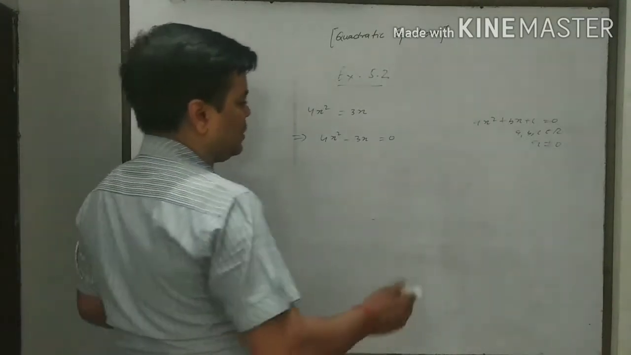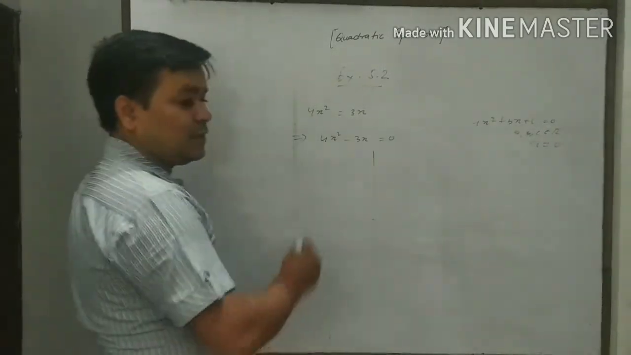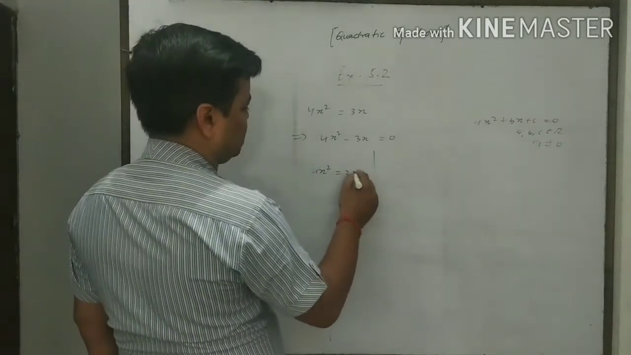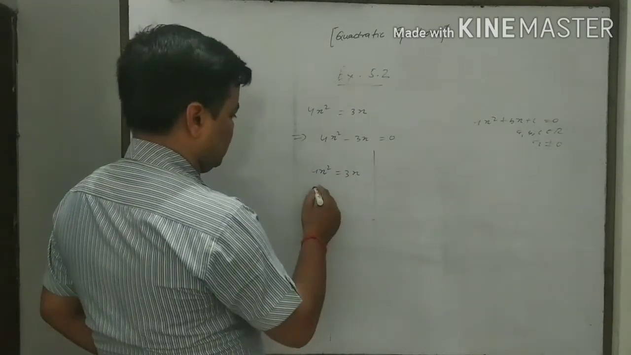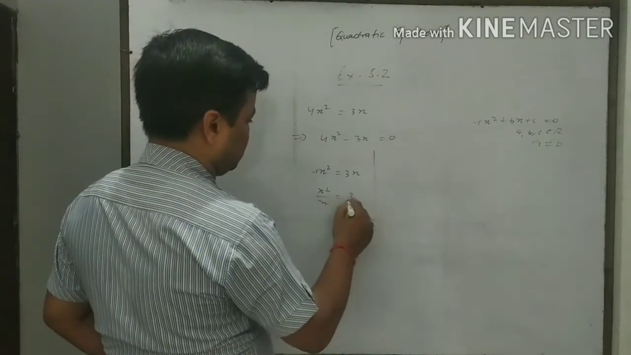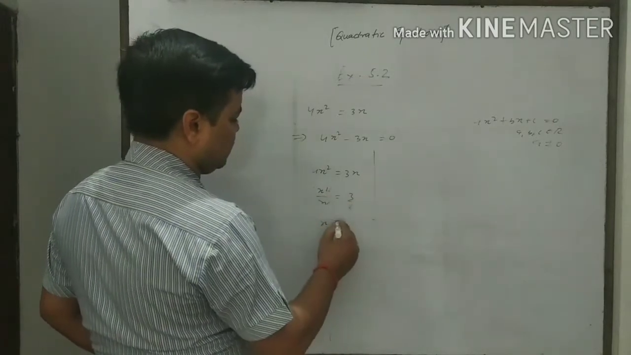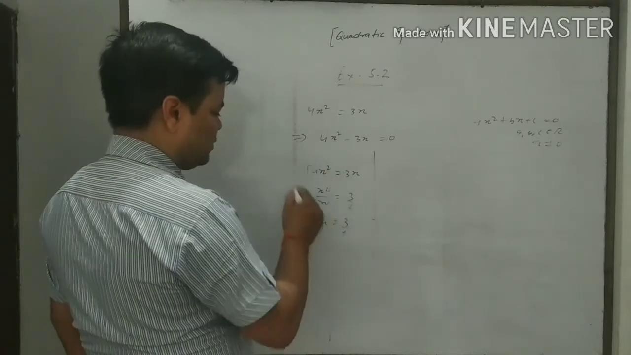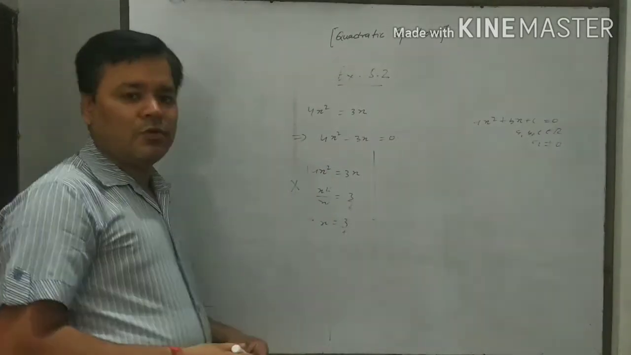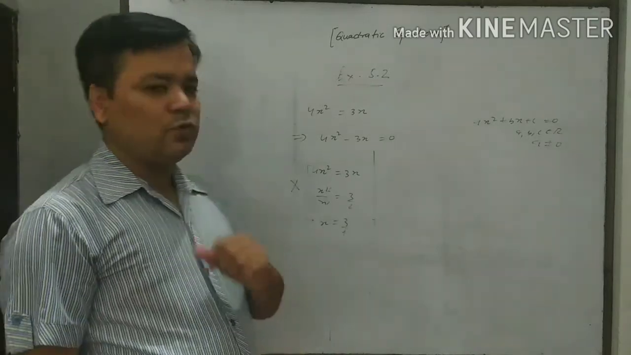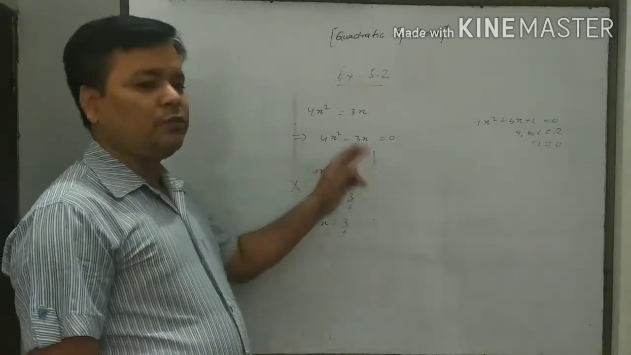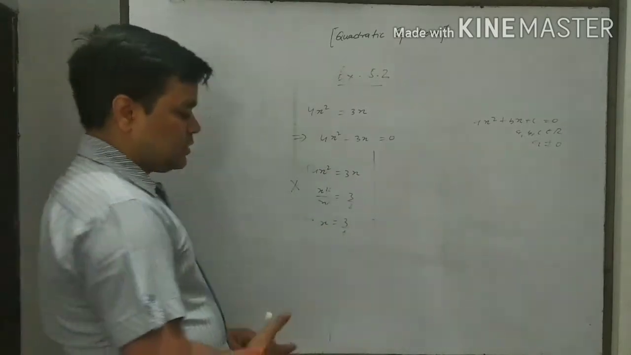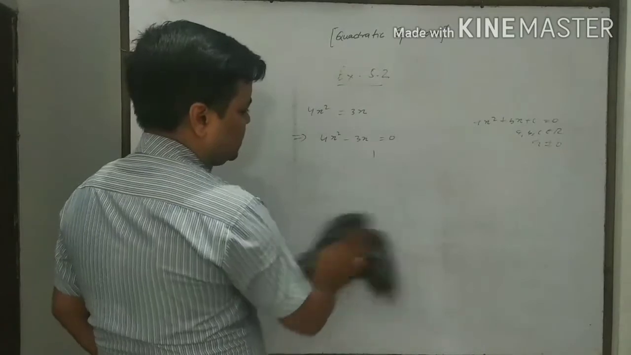Here the student may solve this equation in this way also. Just like here 4x square is equal to 3x, then x square by x is equal to 3 by 4. x cancels and the value will be 3 by 4. But this type of solution will be wrong. Why? Because I told you earlier, in a quadratic equation we have two solutions, and by this method we have only one solution. Therefore, this is not the good way.